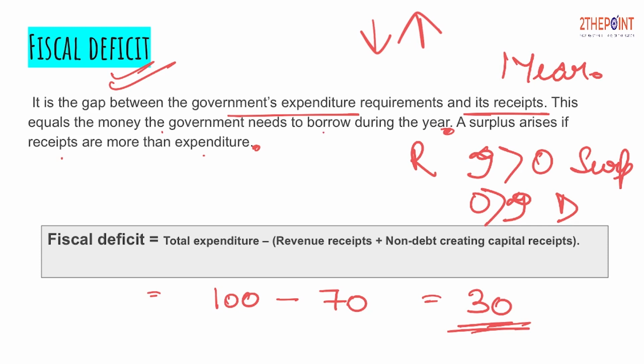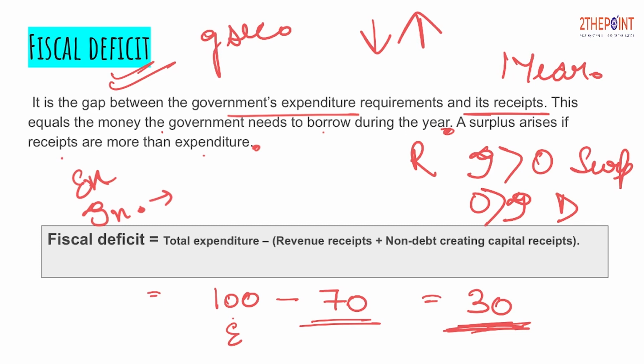I'll explain it again. 100 is government expenditure in a year and 70 is what it can recover through its inflow or the receipts. The remaining amount is 30, and now this 30 the government has to fulfill. And how will it fulfill? It will borrow money. From where will it borrow? It can borrow externally or internally. The external sources of borrowing are the World Bank and IMF and other banks of the world, and internally what the government can do is either issue government securities or print new currency.